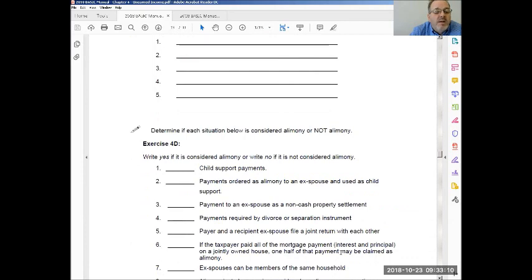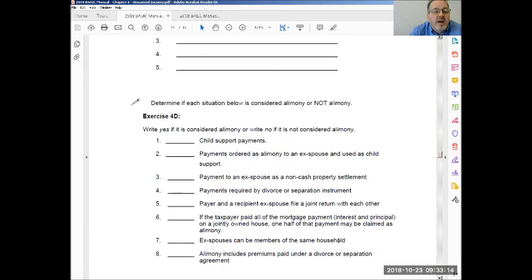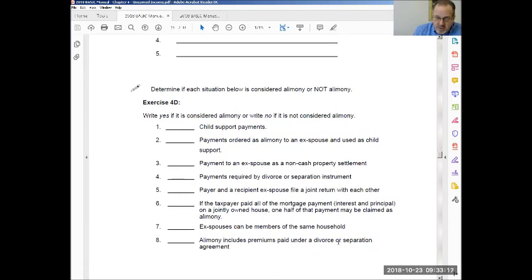4D, same thing. Write yes if it's considered alimony. Write no if it's not considered alimony. Anybody have any questions on those? No? Okay. All right.